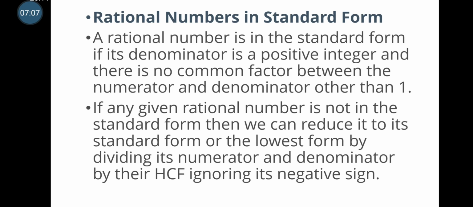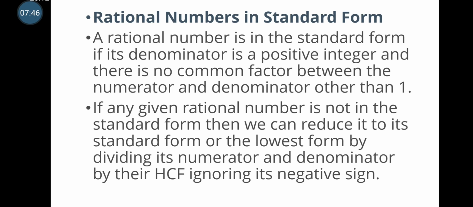There is no problem if you move the negative sign from the denominator to the numerator, because that is the standard form. Okay, so that is the first thing, and there is no common factor between the numerator and the denominator. Suppose both numbers are multiples of 2, then you divide both the numerator and denominator by 2 such that there is no other common factor other than 1. Okay, so that is how you have to bring it to standard form.